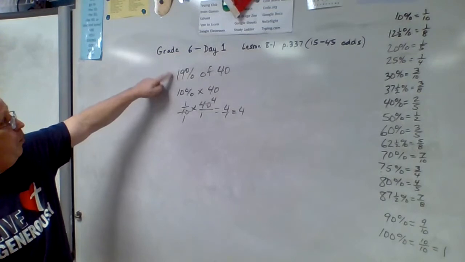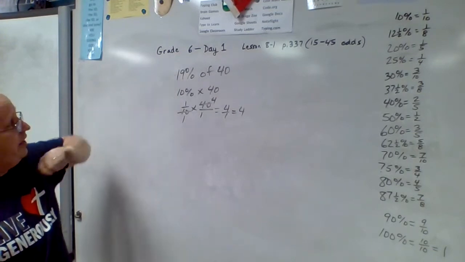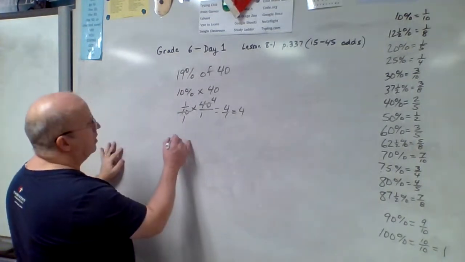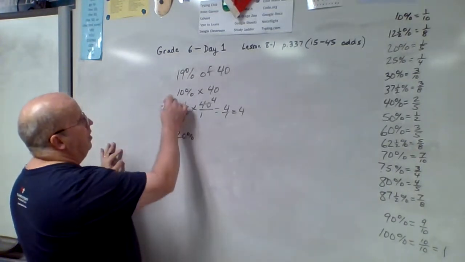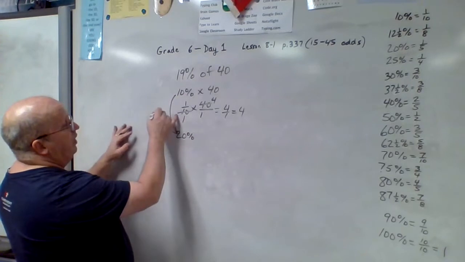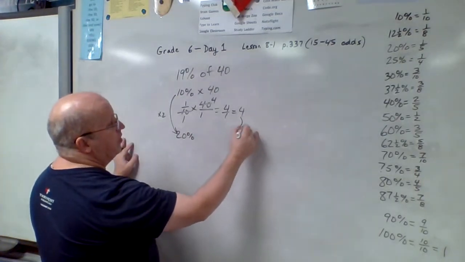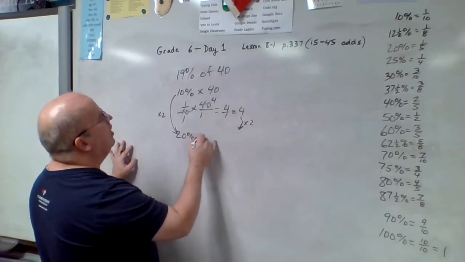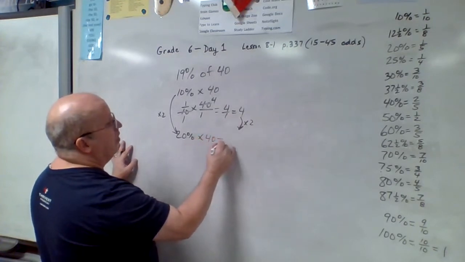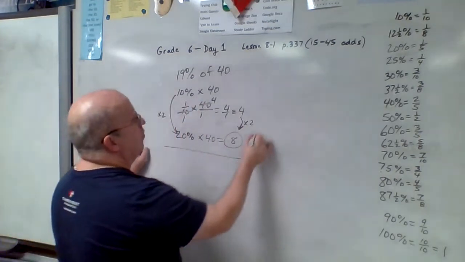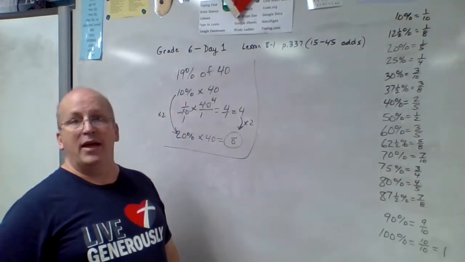But we're really wanting to solve for 19%. Realize that 19% is very close to 20%. And to get from 10 to 20, we'd multiply by 2. So we're going to do the same thing to this answer over here. 20% of 40 would equal 8. And that's our answer for this particular problem, 8.